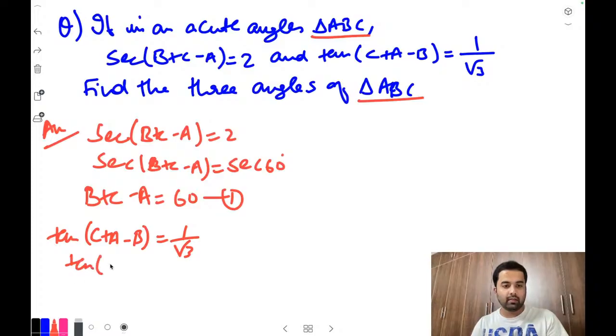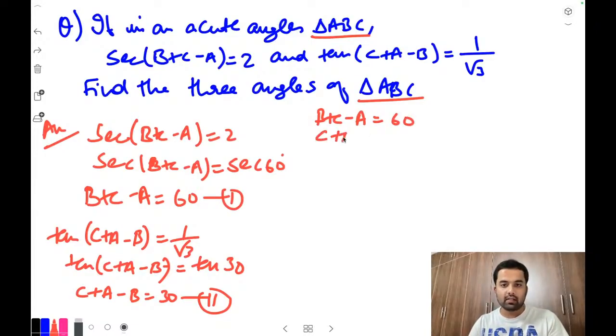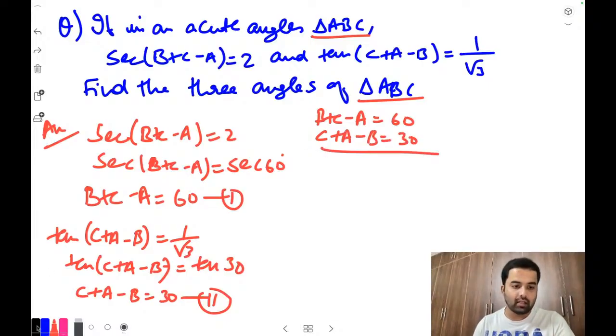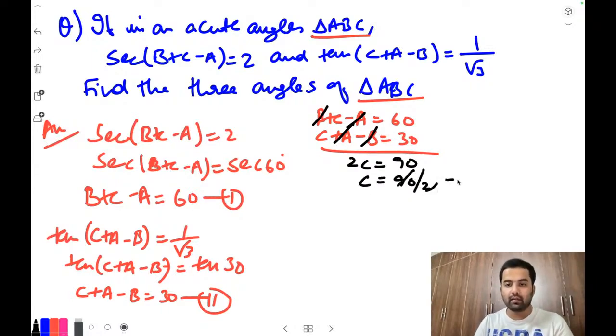So let me write the value first. This is what, tan 30, right? Yeah. So the final equation will come, this one. Okay. For solving after this equation, I mean the first one and second one, let me write first: C plus A minus B equal to 30. Now what we can cancel here, as we see, we can cancel minus A plus B minus B, and 2C equal to what? 90 will come after addition, and C equal to 45.